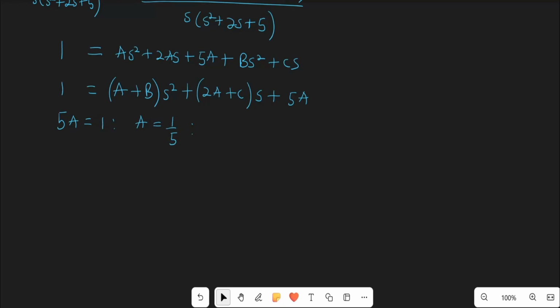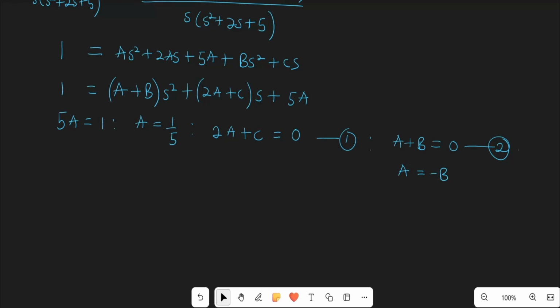Now what about the coefficient of s? The coefficient of s on the right hand side is 2a plus c, and the coefficient of s on the left hand side is 0. Let's call this one equation 1. The first one was also equation 1, but it's already solved. Now the last one, the coefficient of s squared on the right hand side is a plus b, and that on the left hand side is 0, and that is equation 2. So from equation 2, we find that a is equal to negative b, right?